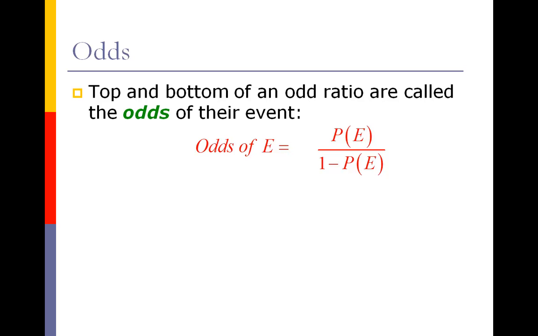But if you think about it, if an event has a 30% probability of happening, what does 1 minus 30% tell us? Well, it tells us that it's 70%, the probability of the event not happening. So we can think of the odds of an event as being the probability that the event happens divided by the probability that the event does not happen.